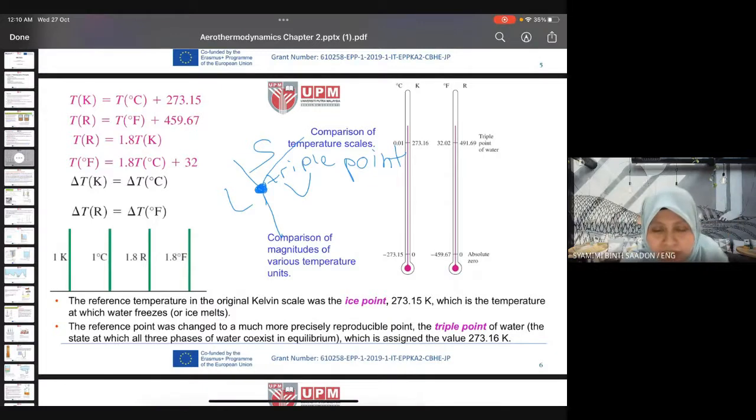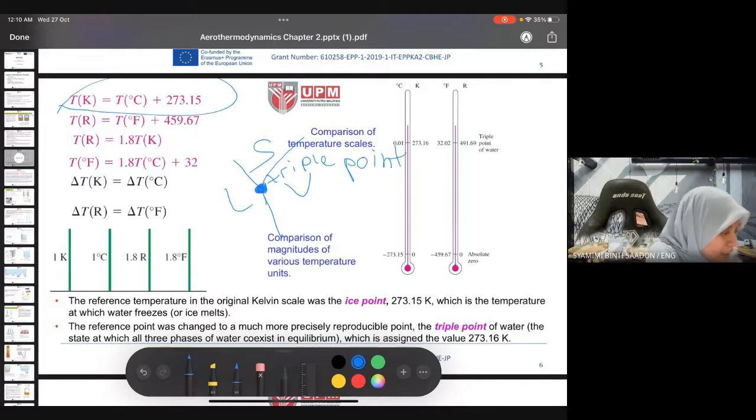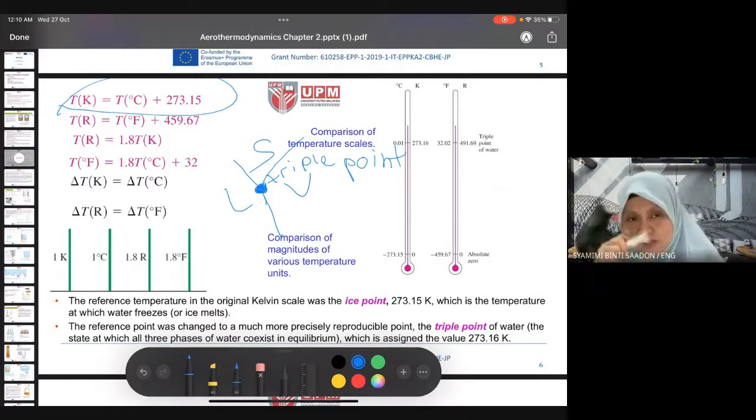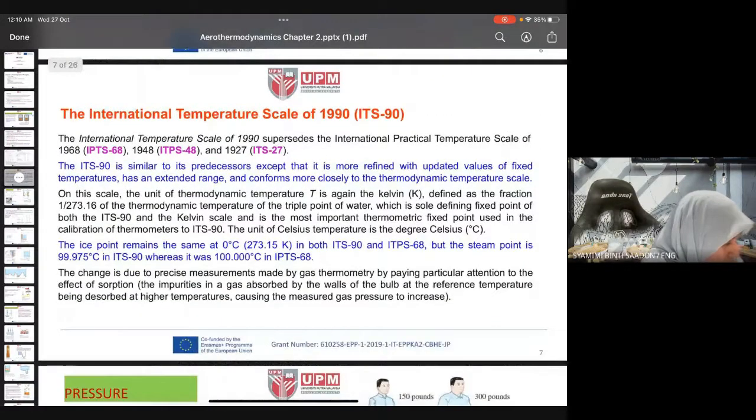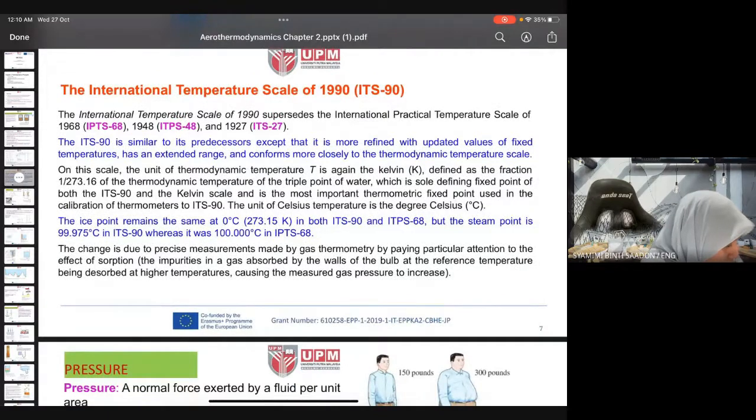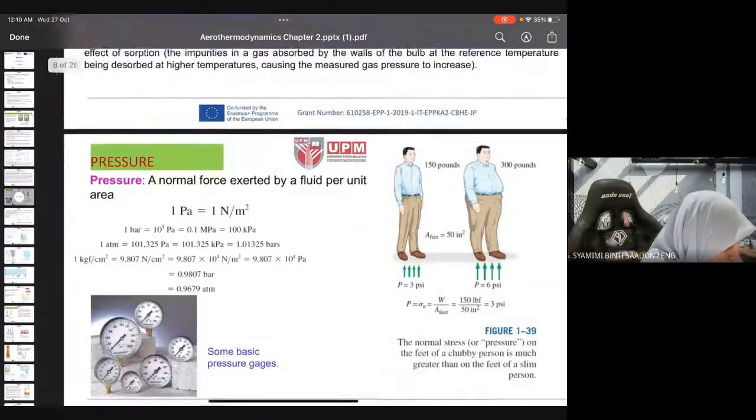So this slide just wants to explain how we transform from one scale to another scale, for example from degrees Celsius to Kelvin. I think you have to remember this by heart. How to change degrees Celsius to Kelvin? Just add 273. And then next, the international temperature scale. This one can be skipped, just some facts and information.